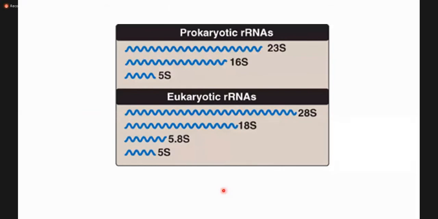We have prokaryotic ribosomal RNA. The ribosomal RNAs are those RNAs that compose the ribosomes with the help of ribosomal proteins. There are three species of prokaryotic ribosomal RNAs, whereas there are four species of eukaryotic ribosomal RNAs. So the basic purpose of ribosomal RNA is to form the ribosomes with the help of ribosomal proteins.